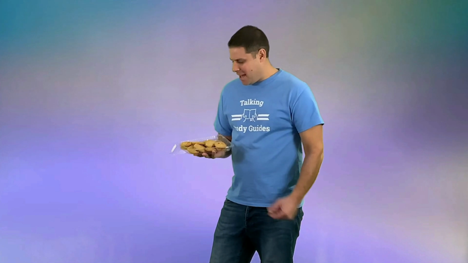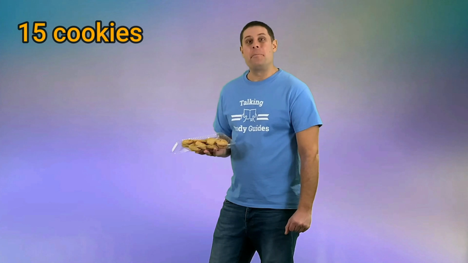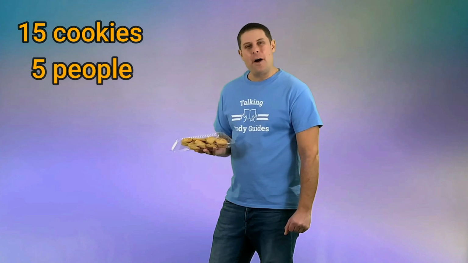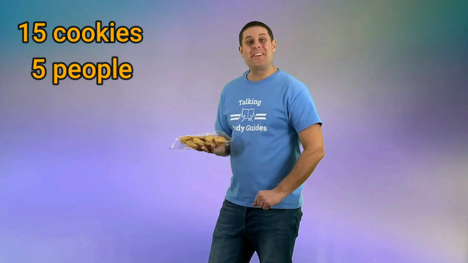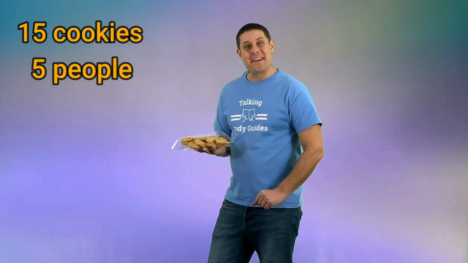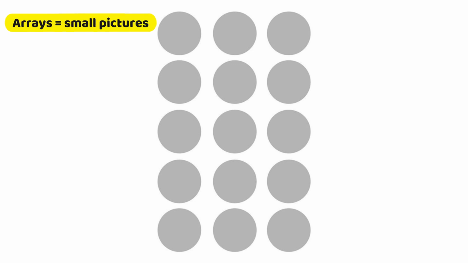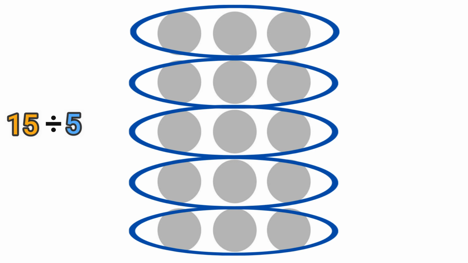If I have a container of cookies, and there's 15 cookies total, and my goal is to share these cookies among 5 people, how many cookies would each person get? Let's take a look using an array. Arrays are small pictures that can be used to represent math problems. We know that there are 15 cookies in all, and we had to split them among 5 people, and that is what we see in the array.